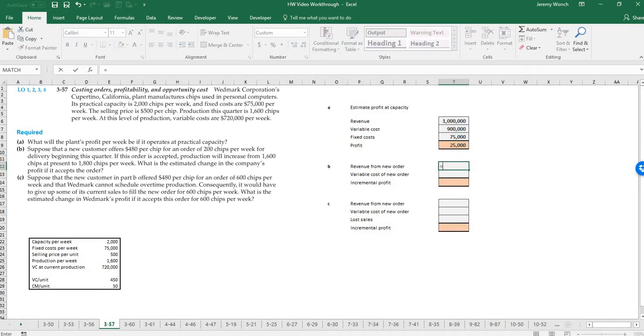So the incremental revenue would be the 200 additional units times the $480 that they plan to pay us, so $96,000. Our variable cost for this is going to be 200 units times, we already calculated our variable unit cost at $450, is $90,000. So that means we're going to have an incremental profit by accepting this deal of $6,000.